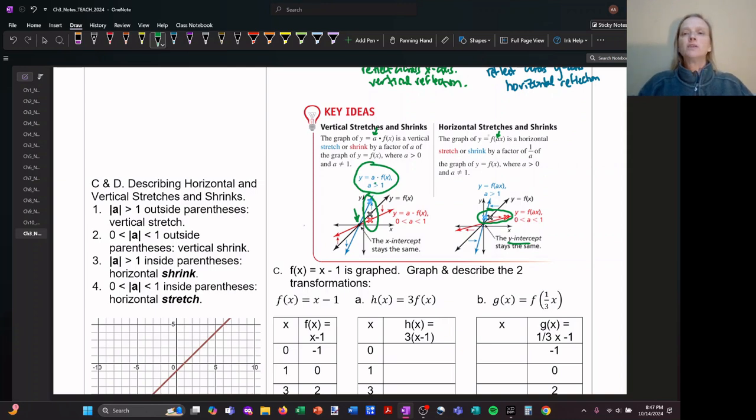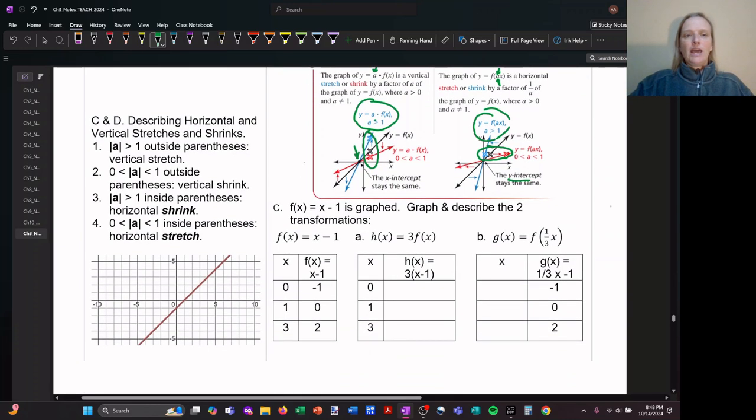If we're talking about the horizontal direction, remember, horizontal changes are the opposite to what you expect. If that a value is greater than 1, you have to undo that change. It causes a shrink in the horizontal direction. Remember, you have to undo that change because we're talking about it making a change to the input value, and you want to end up with the same output value. Okay. And then if that multiplication value is less than 1, that causes a horizontal stretch.